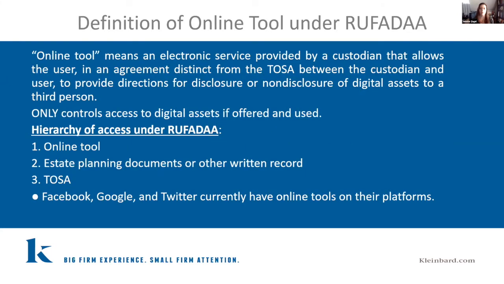So I mentioned a new concept that RUFADA uses, which is called an online tool. Under RUFADA, an online tool is defined as an electronic service provided by a custodian that allows a user, in a contract distinct from the terms of service agreement between the custodian and the user, to provide direction for the disclosure or non-disclosure of digital assets and information to a third party. Now, an online tool only controls if the access is actually offered and utilized. And there are a lot of other nuances with custodian access that can still limit information even if an online tool was utilized, but that's a topic for another day.